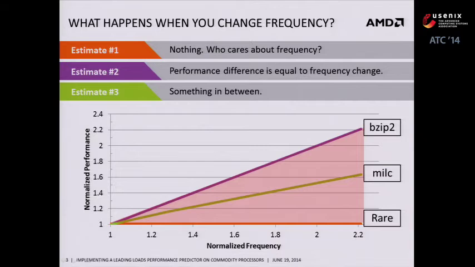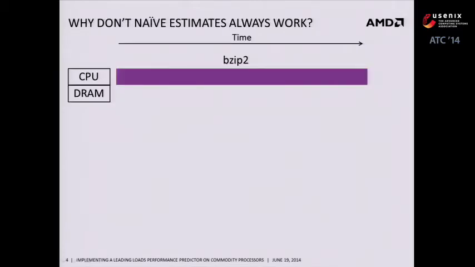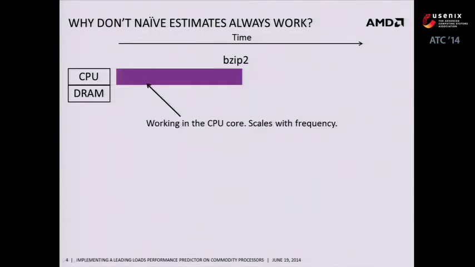So let's start by asking a different question. Why aren't we on that top line where we get perfect scaling with this application? This is an illustration of how something like bzip2 may look, where the vast majority of its time is spent grinding away on compression algorithms in the core, hitting in the cache, and all the work it does is in the core's clock domain. When that's the case, if you change the amount of work you do per second in that core clock domain, then the amount of time it takes to run the application scales with frequency. You run faster, it takes less time.